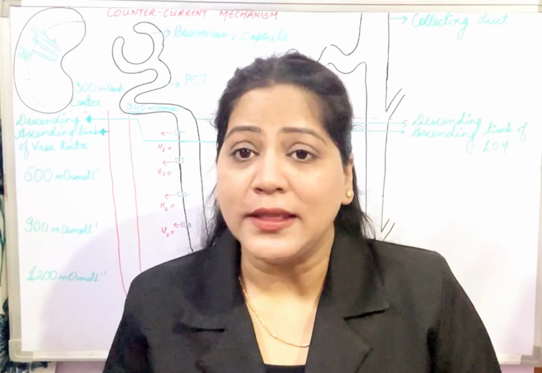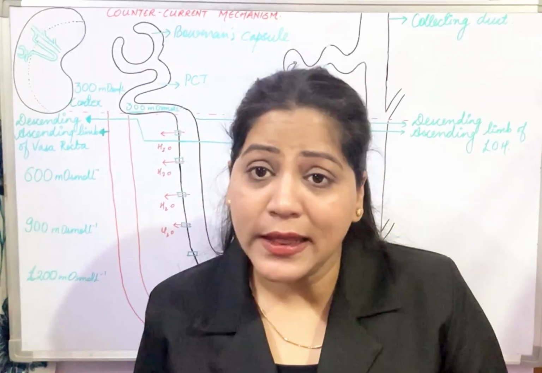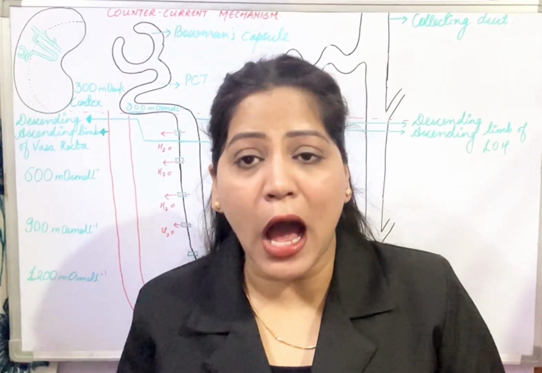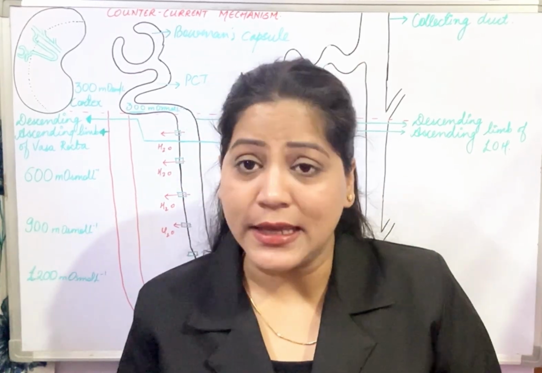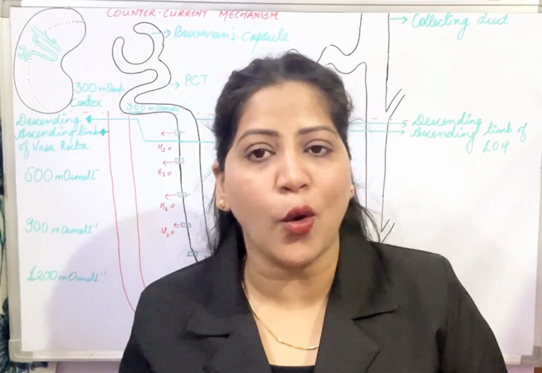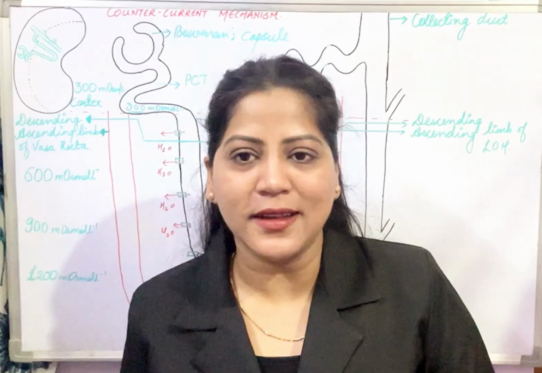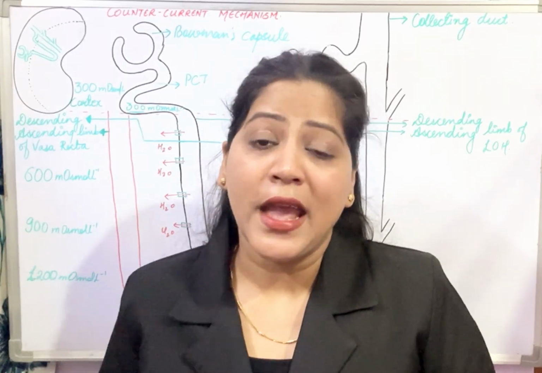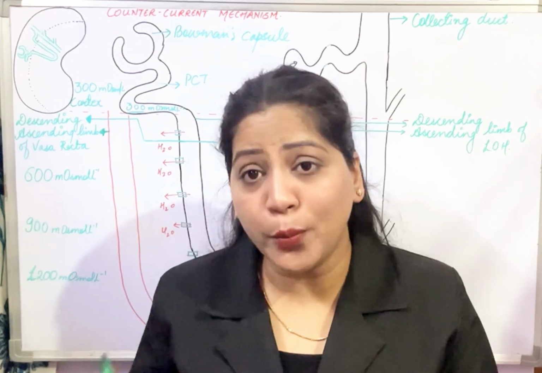Now this mechanism is actually happening in the nephrons of the kidney, of course, and the nephrons which are responsible for carrying out this mechanism are juxtamedullary nephrons. Yes, the nephrons with the longer length of loop of Henle are responsible for carrying out this counter current mechanism.